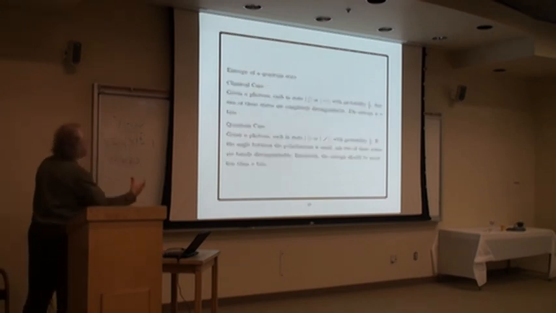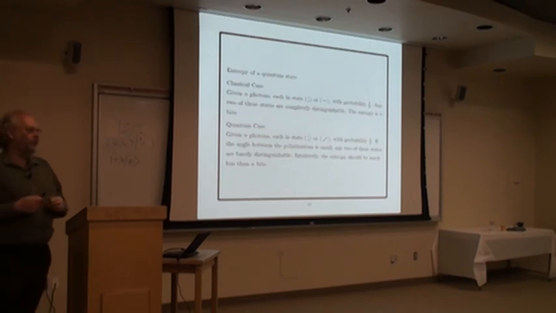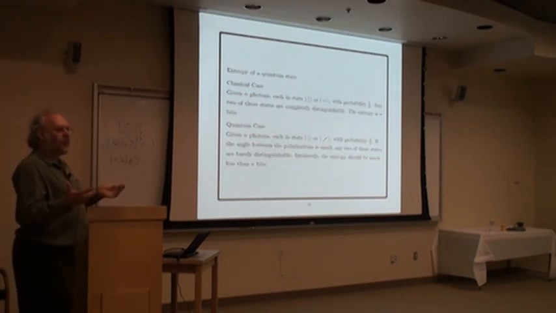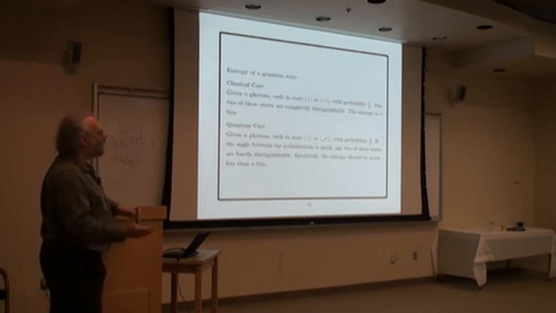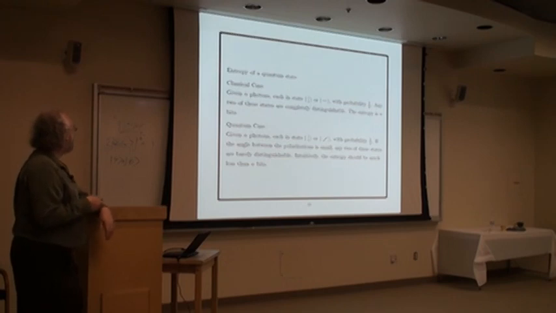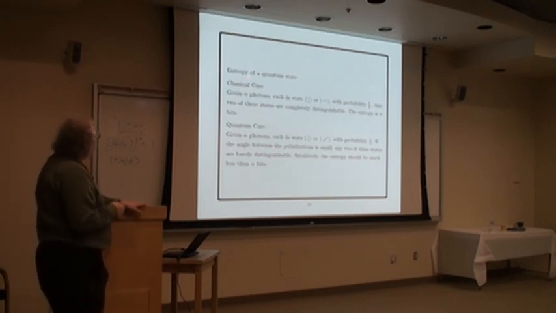Okay. Now, last thing, what is the entropy of a quantum state? Well, we know that the entropy of a classical state, if you have a system which is in state k with probability p_k, is the summation of minus p_k log p_k. Let's think about quantum states. Suppose you have n photons, and each is either vertically polarized or horizontally polarized. Any two of these states are completely distinguishable, so they should behave like classical objects. And now the entropy is going to be n bits.